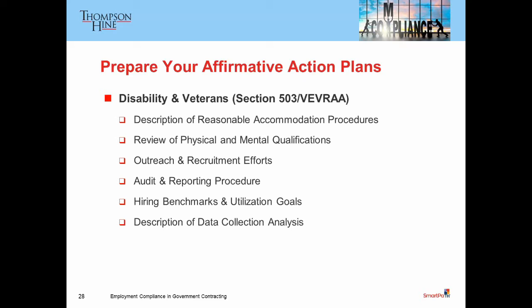And some of the more statistical components, you need to have a description of your hiring benchmarks and utilization goals. As you may know, the regulations require an annual hiring benchmark for protected veterans for an individual facility, and you also need to have set a particular utilization goal for individuals with disabilities for each of your EEO-1 job groups at a location. That utilization goal is 7%. So, the purpose there is to set a goal of having at least 7% of individuals in each job group be folks who self-identify, otherwise known as individuals with disabilities.